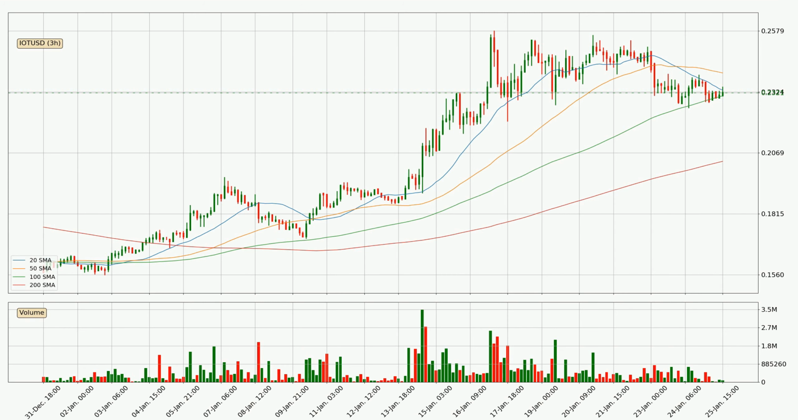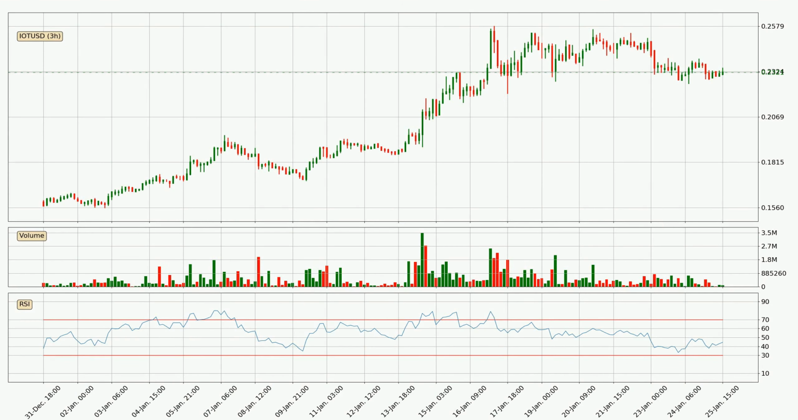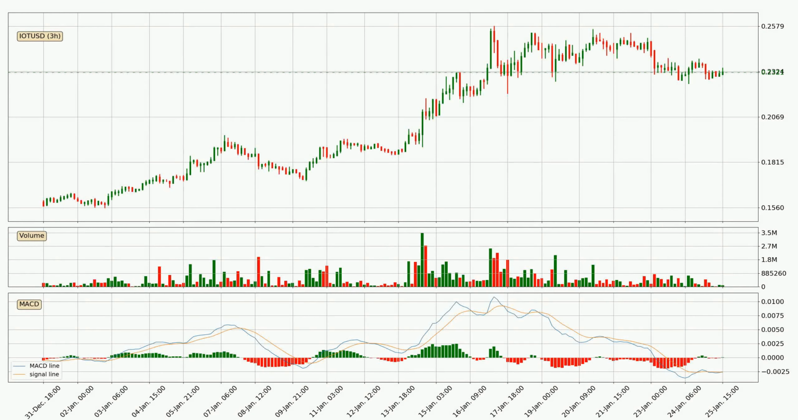Moving to the 3-hourly relative strength index, the current 3-hourly RSI is at 45, so there are currently no signs of the crypto being overbought or oversold. Looking at the 3-hourly MACD, the MACD line is above the signal line, which shows that the current trend is on the upside. The MACD histogram shows that the momentum is currently strong, and it could be expected the price to go further to the upside.